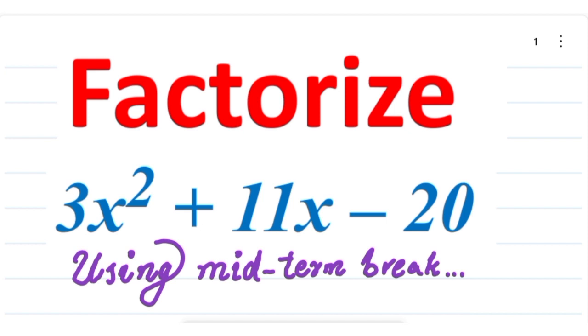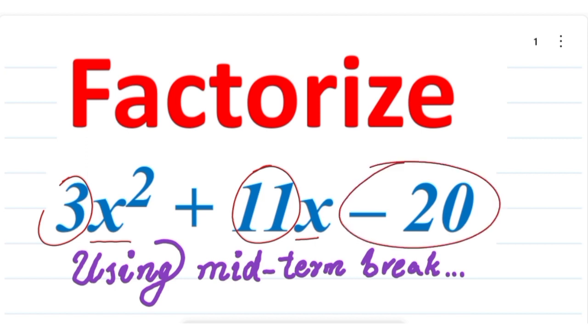Today we'll be learning about factorization using the midterm break. As you can see here, there are some terms. X square is here, and its coefficient is 3, and x is here, whose coefficient is 11, and the constant here is -20. So our midterm break will be based on these numbers: 3, +11, and -20.